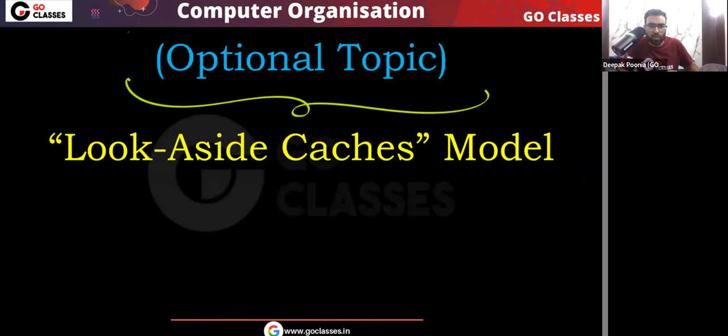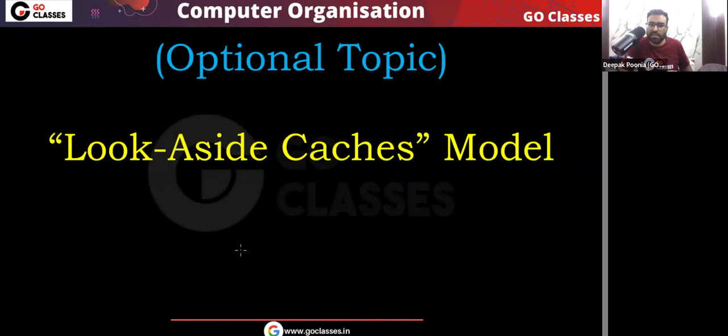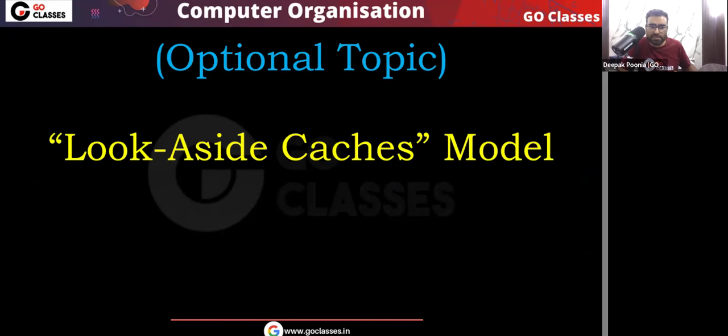Now, let me discuss one optional topic, that is look aside cases. I told you in the previous lecture that I will discuss at the end what are look aside cases, because there is a misconception related to them. Actually, in some GATE exam questions, some teachers and some students use the concept of look aside cases, and that is wrong. That is what I want to discuss.